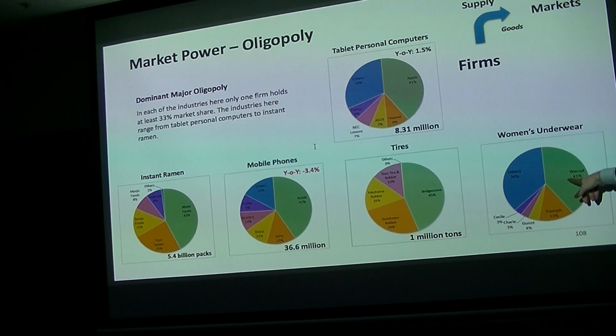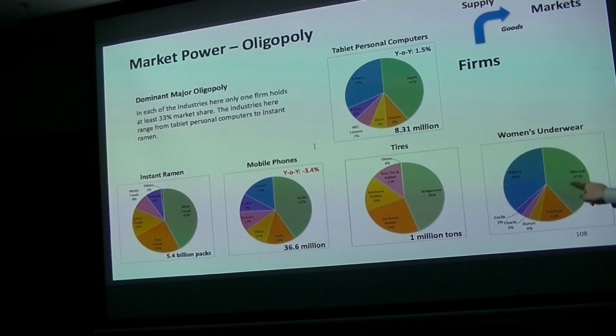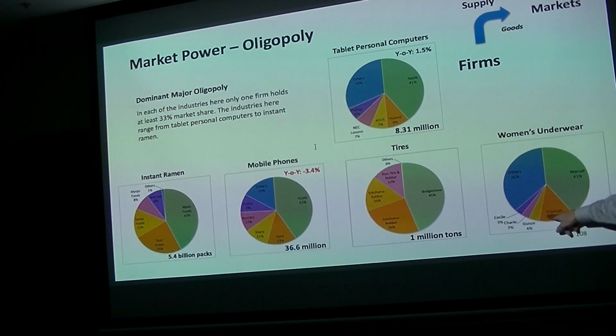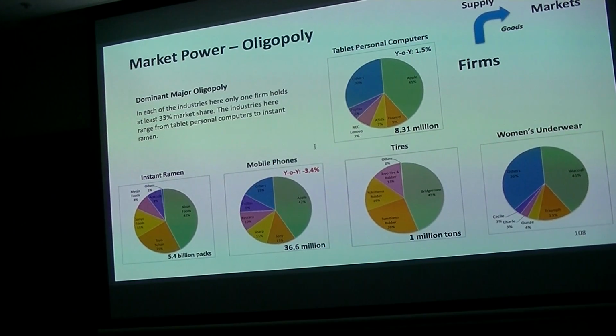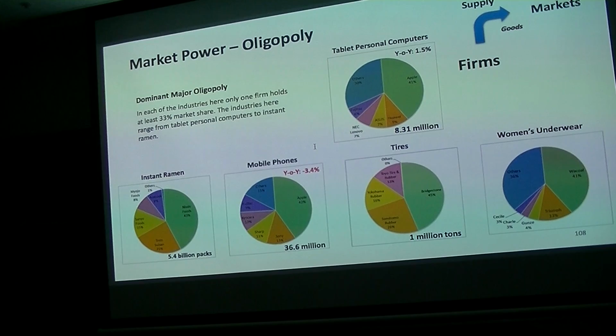I don't know. Women's underwear, this is Wacoal, has a 41% share. This is an industry that is quite fragmented actually. You've got a lot of little firms. This one almost doesn't count as an oligopoly. It's kind of on the board.